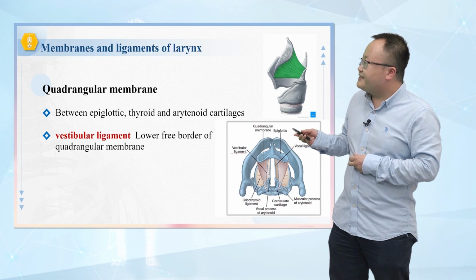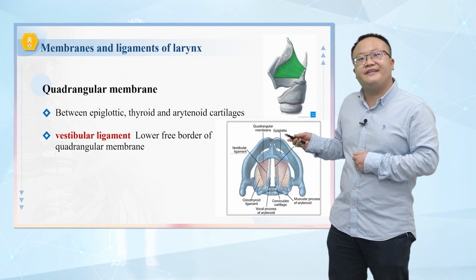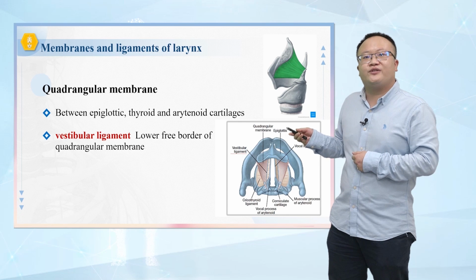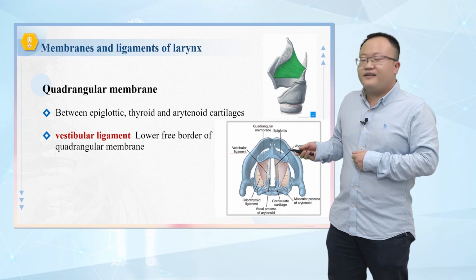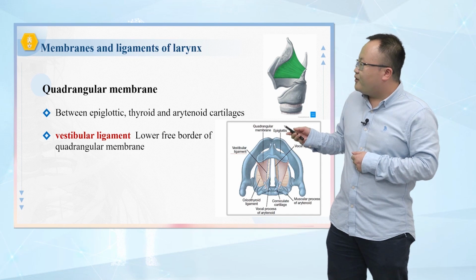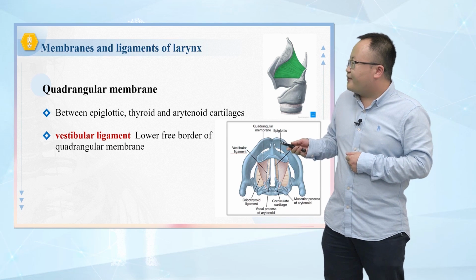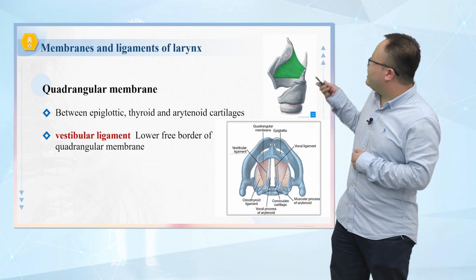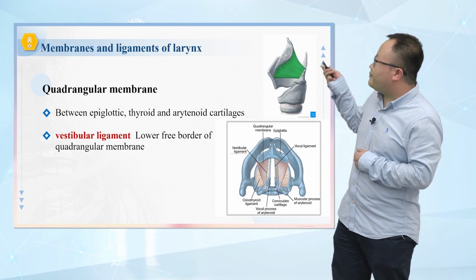Quadrangular membrane is between epiglottic, thyroid, and arytenoid cartilages. And the vestibular ligament is the lower free border of the membrane. This is the quadrangular membrane.